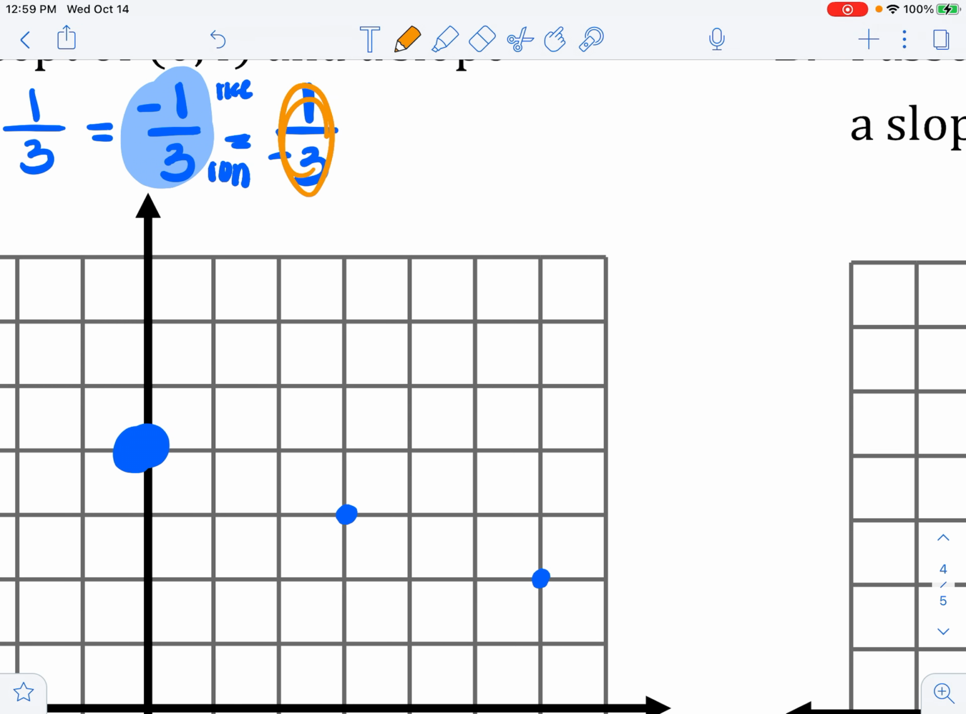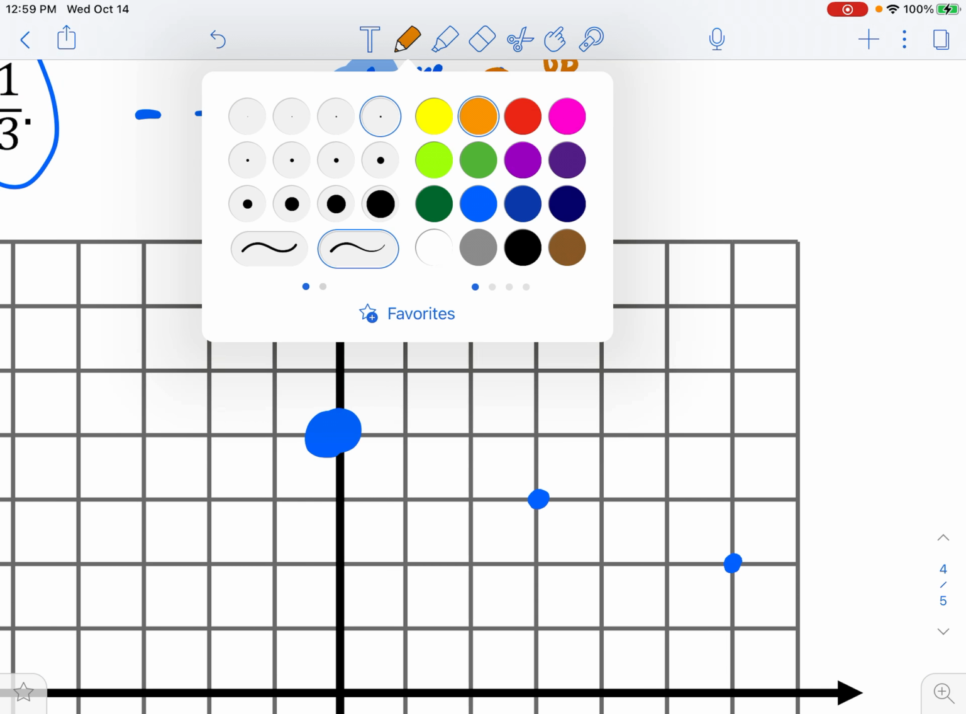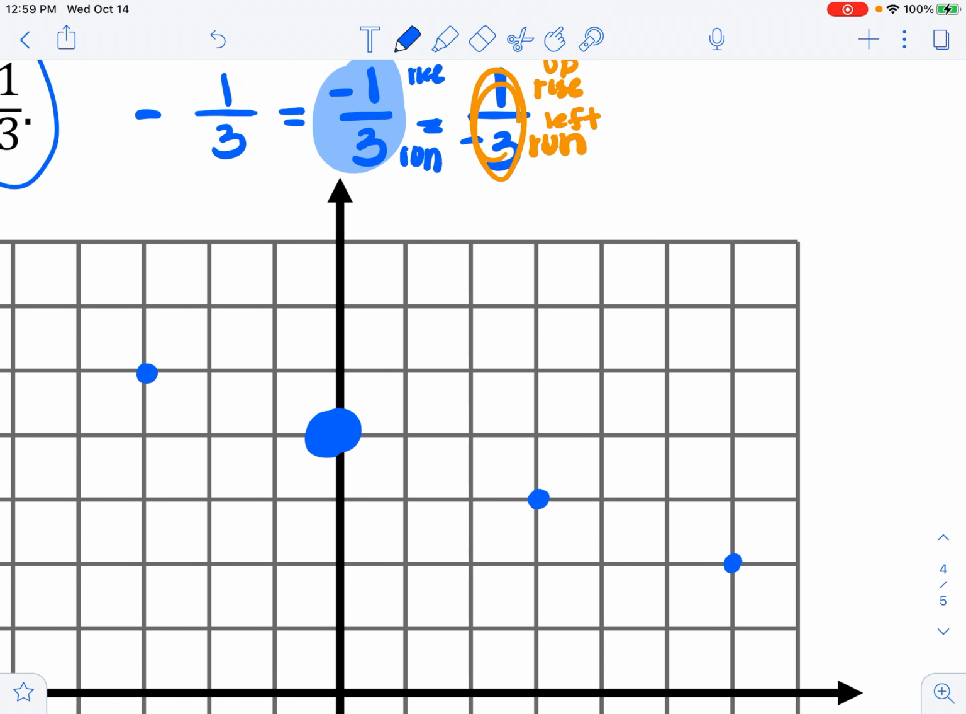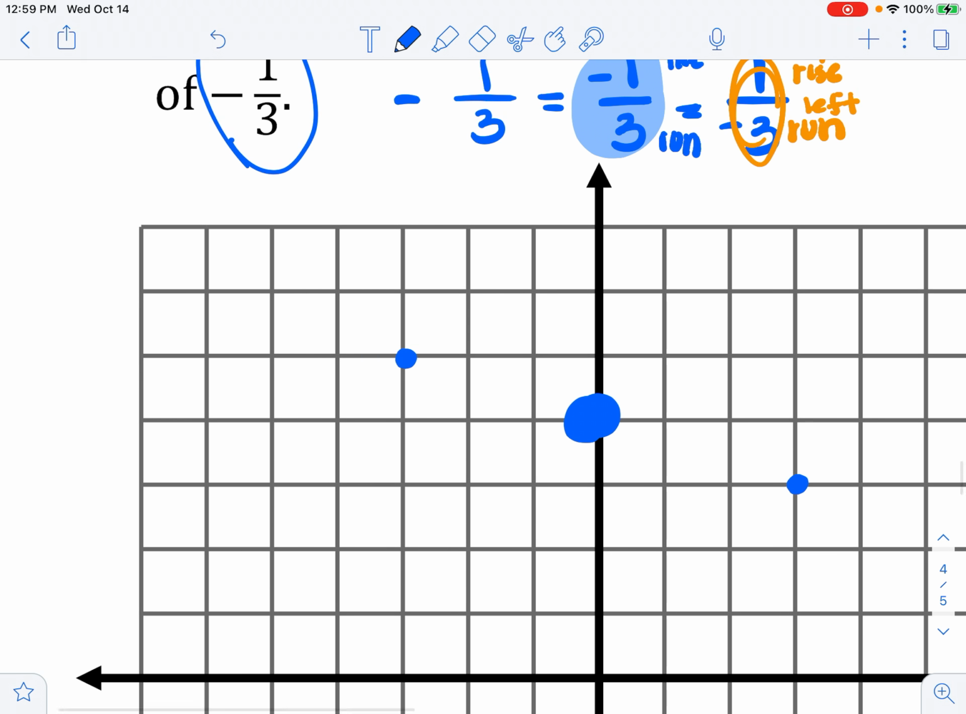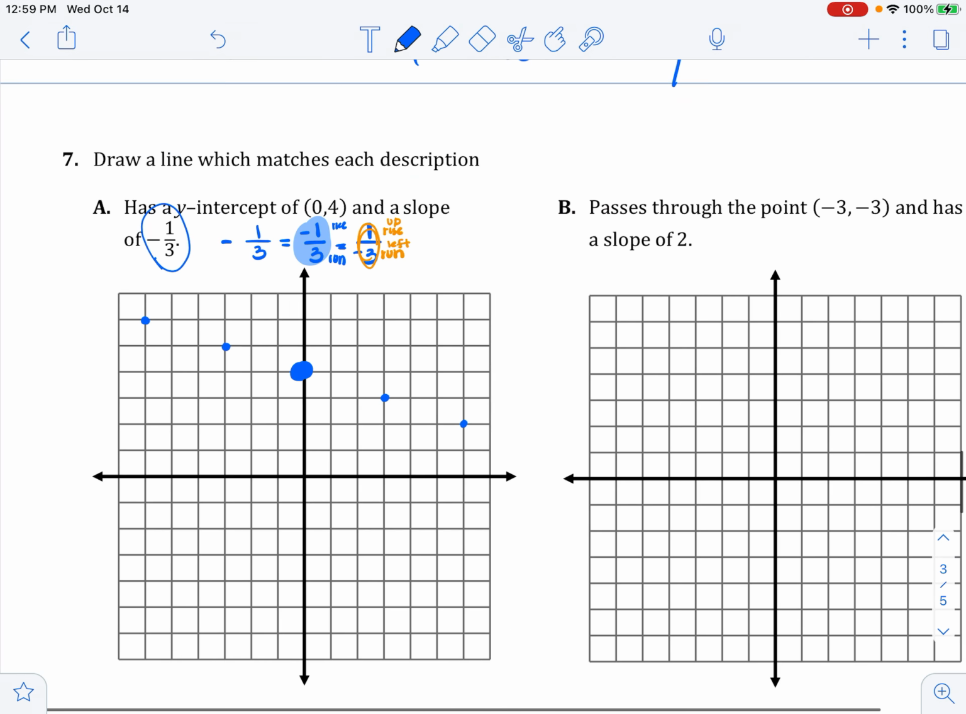Now you could also do what this says right here. It's fine. Which this is still rise over run. So this is up 1 because it is positive, and this is to the left 3 because it's negative. So if I went up 1 to the left 3, I'd be right here. From that point, if I went up 1 to the left 3, I'd be right here. All right, so those are just my points. Now I need to connect those with a straight line. And then as we recall from chapter 1, I need arrows on the end in order for it to be a line. Otherwise, it's a line segment.